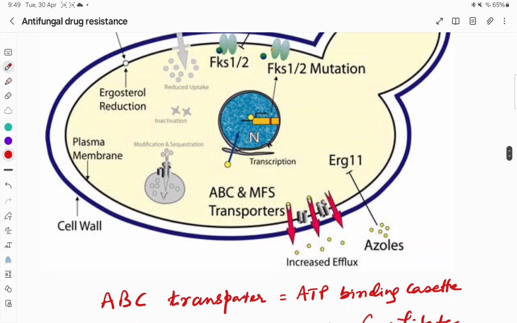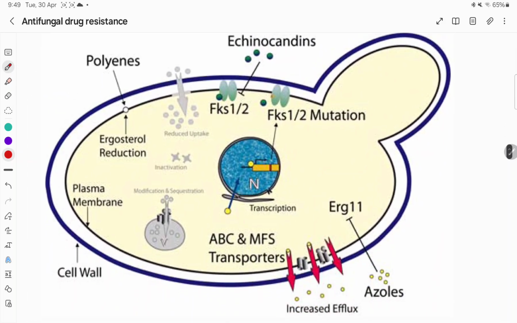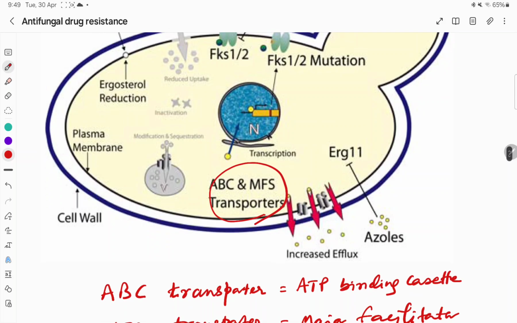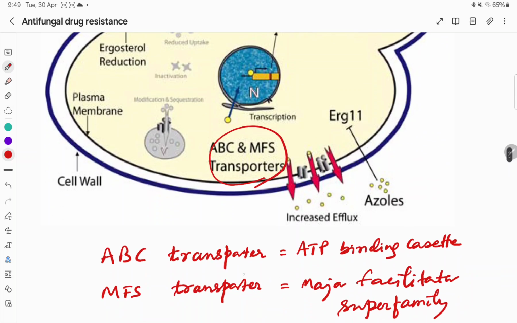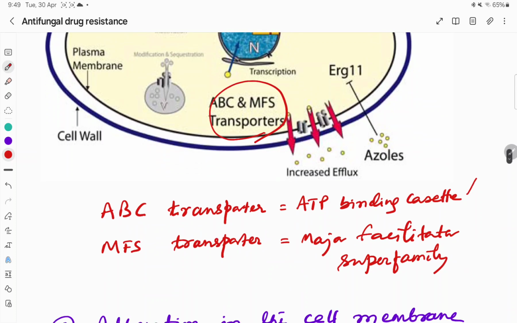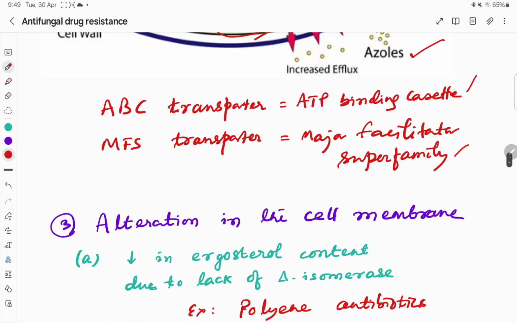So these genes are encoded by these transporters are mainly encoded by those genes: the ABC transporter, ATP binding cassette transporter, and the MFS transporter, major facilitator superfamily. These two groups of efflux pumps are responsible for increased efflux of azoles and hence resistance.